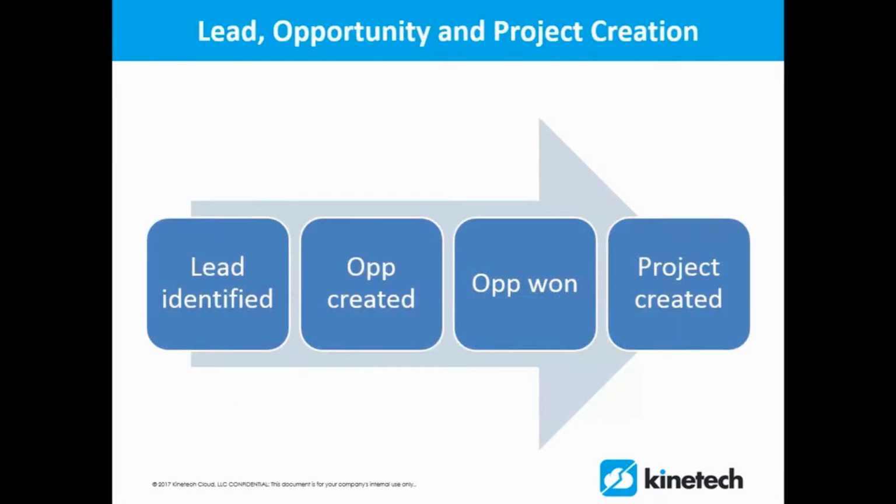So next we have just how information flows through. So the first thing you identify is your lead. So this can be your business who you're looking to do work with, and then you can create multiple opportunities underneath that business. You mark your opportunity as won, and then you create your project. So everything starts out as a business or an opportunity, and then flows through to a project.